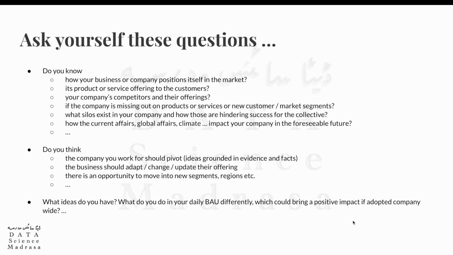Do you think that the business that you work for should adapt, change, or update their offering? Is there an opportunity to move into new segments or regions? What ideas do you have? What do you do in your business as usual on a daily basis differently? Perhaps you've written a macro to automate some of the things that you do, or you've improved some formula that's being used in a process. It could be anything that could bring a positive impact if the company adopted it company-wide and in all parts of the different business functions.